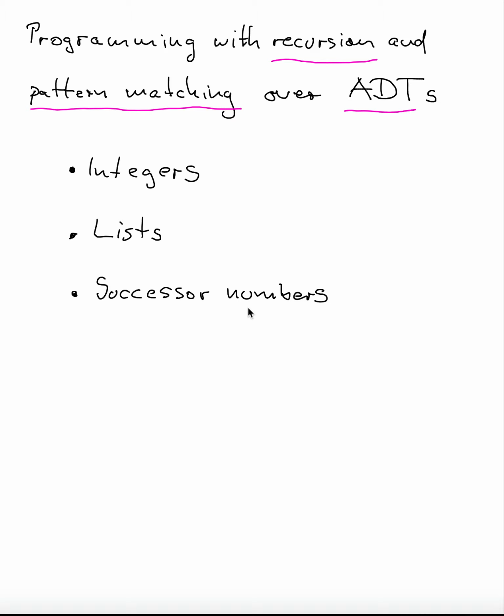List is a predefined data type. It is an algebraic data type, but we don't have to know about algebraic data types in order to understand what is going on with programming over lists. And then finally, successor numbers are our example of defining our own algebraic data type.